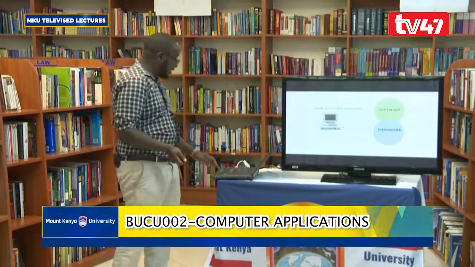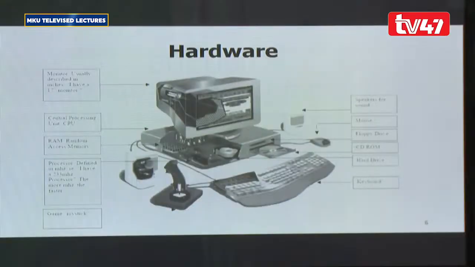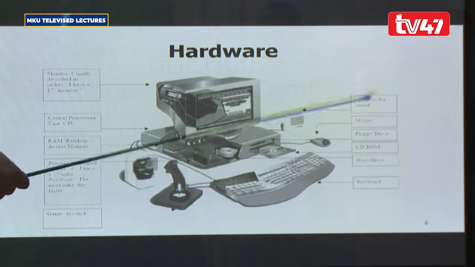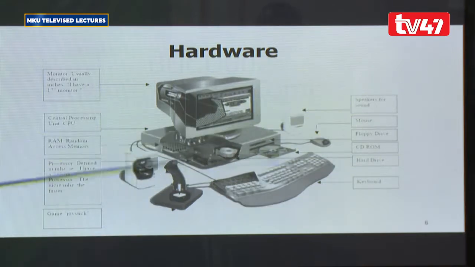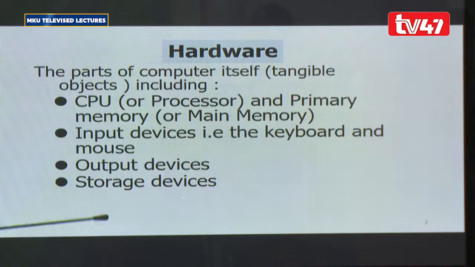So what is hardware? Hardware can be things like a monitor, a central processing unit, a RAM, a processor, a joystick for those gamers, and then we have the speakers, the mouse, the floppy drive, the CD-ROM, the hard drive, and the keyboard. The hardware bit can be divided into four major elements. The first part is the CPU, in brackets, the processor.